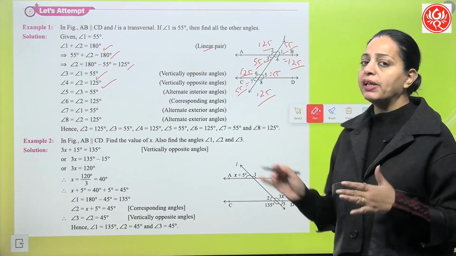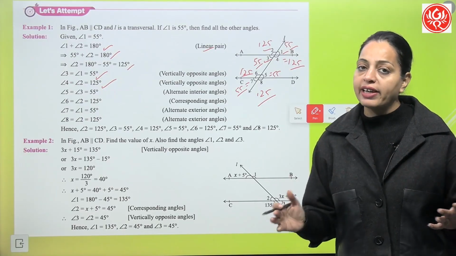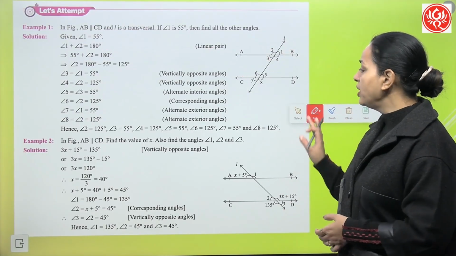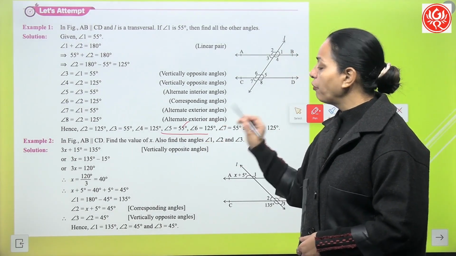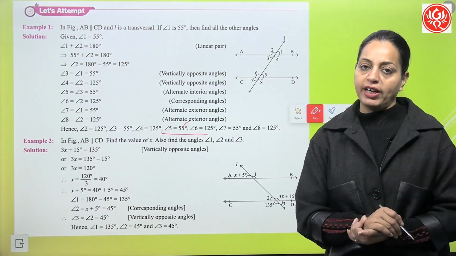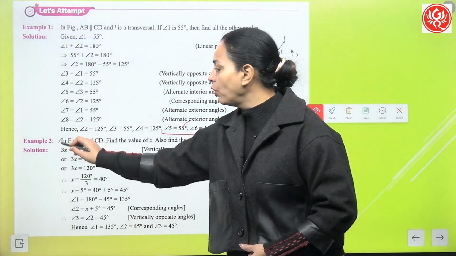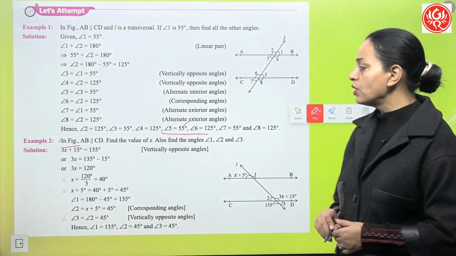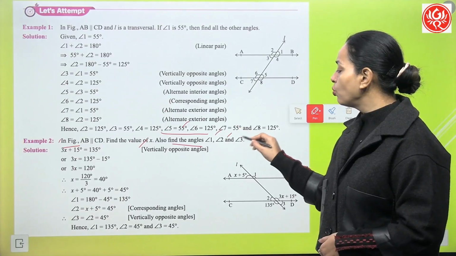So very simple. एक chain है. एक angle मालूम है. We can find out other angles, right? So I hope these are clear to you. So 4 angles 55 and 4 angles 125 degree, right? Now come to next example 2. In figure AB parallel to CD, find the value of x, also find angles 1, 2 and 3.